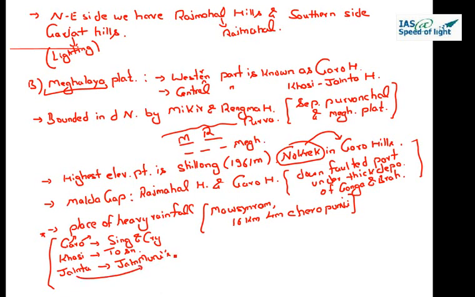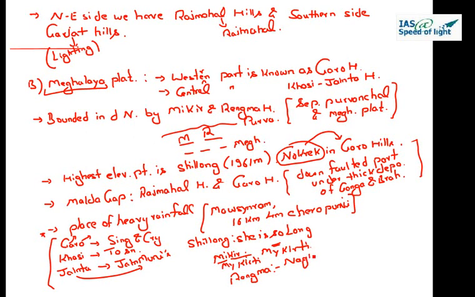The highest point is Shillong. Shillong becomes 'she is so long', that is why the highest elevation point. Okay, Mikir: Mi becomes my, and Kir becomes Kirti. My Kirti. Rengma becomes Nagma, the name of the heroine. Okay, so this is how you link now with Meghalaya Plateau. North of Meghalaya Plateau, these two ranges are there, these two hills. So north becomes N for nose. So that is how you write in brackets the important mnemonics.